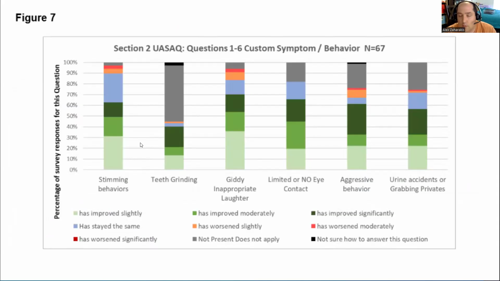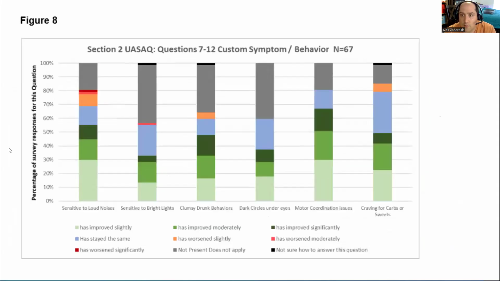Same exact data, just in a graphical form. The green component is the fraction that have improved. Gray would be that it would be an NA, or it does not apply. And anything red or kind of pale yellow is going to be some worsening here. This is questions 1 through 6. This is questions 7 through 12.